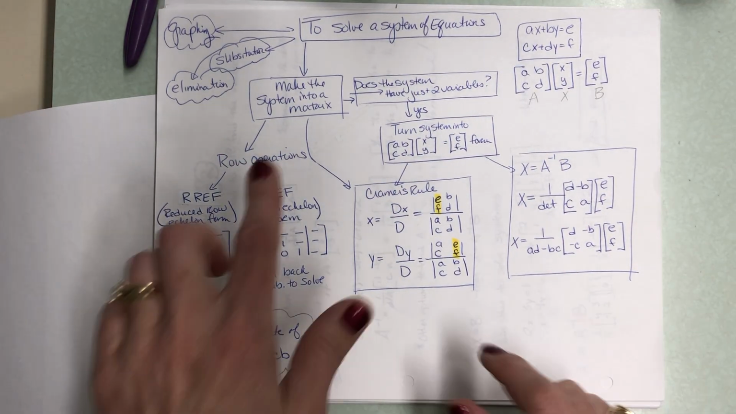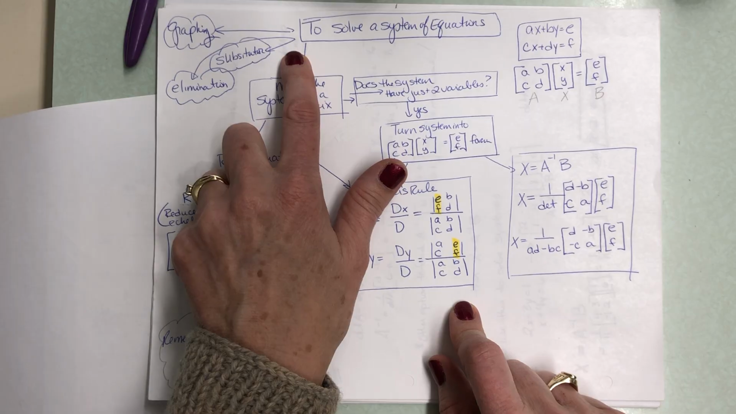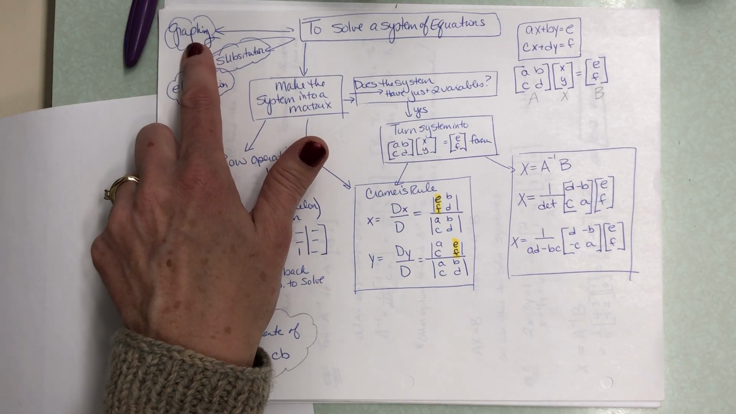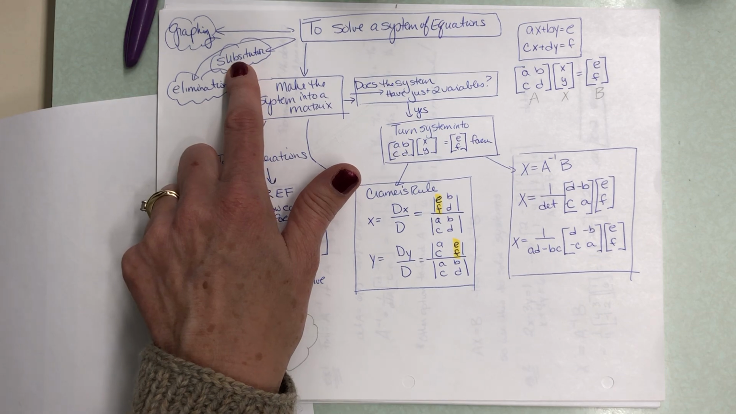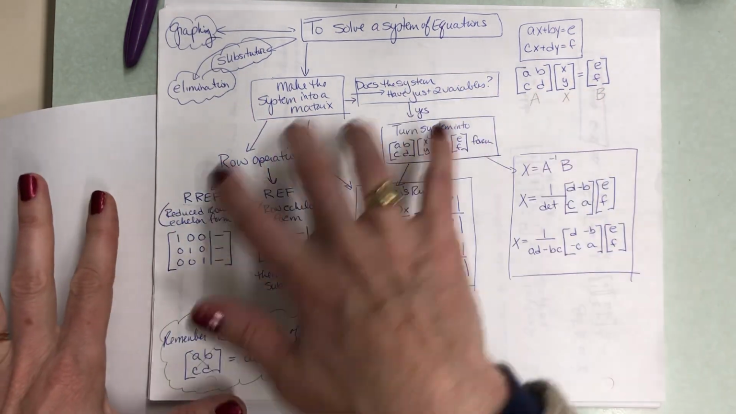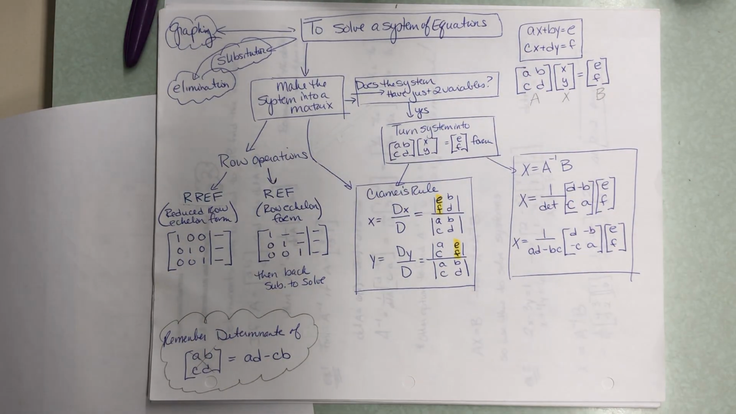Okay, so I have some options. Prior to coming to this class, you thought about using your graphing method. Kids love that one, especially with Desmos. You can use substitution or you can use elimination. So this is what you've learned before. This is all the new stuff. This is all the stuff that we're teaching you in this chapter about using a matrix to solve your system of equations.